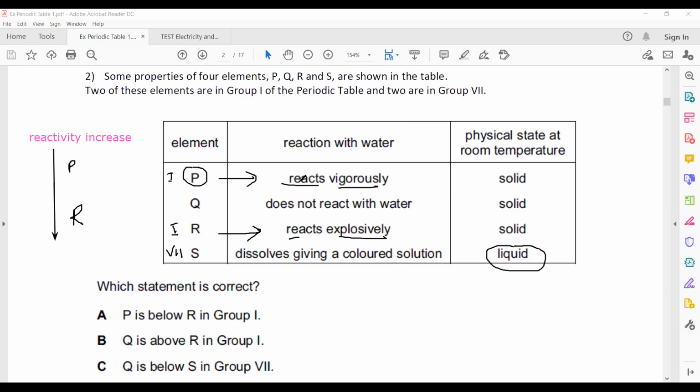Now the categories are vigorous, violent, and explosive. This is a way which determines the rate or the speed of reaction.